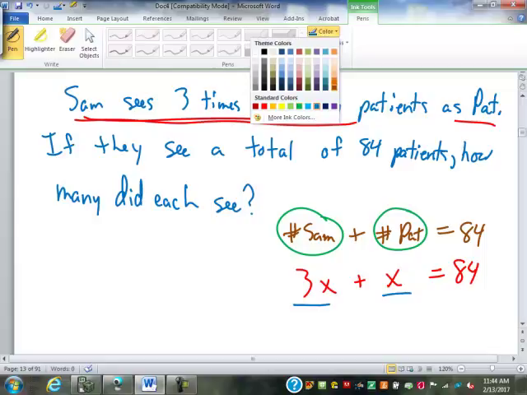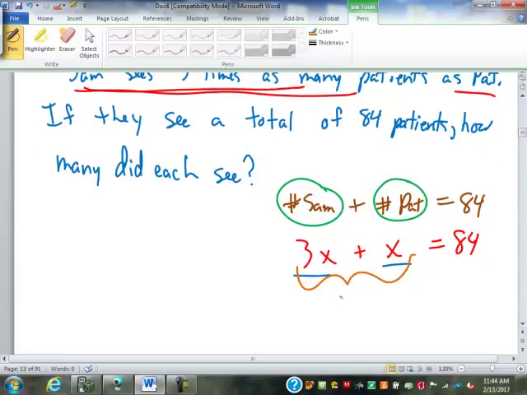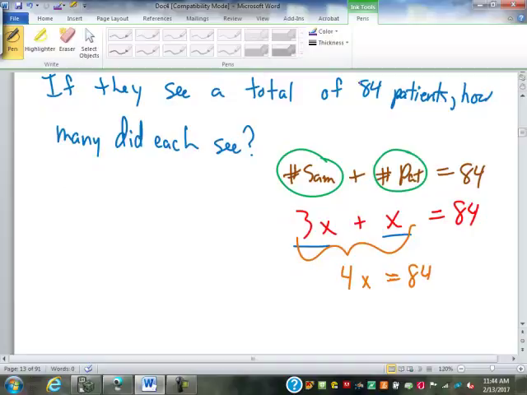And now we can just go ahead and combine. 3x and x give us what? Three x plus x is 4x. Good. And now that we've combined them, we can solve the equation. What do we have to do to solve this? Divide by 4. Thank you. So x equals 21. Now we have to be careful.